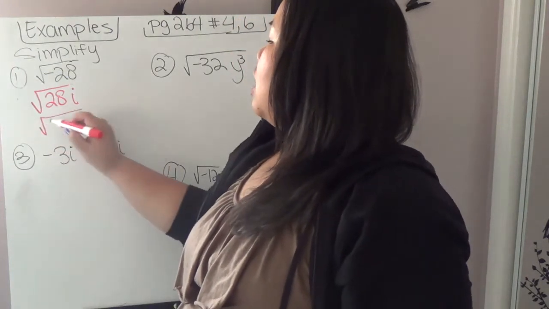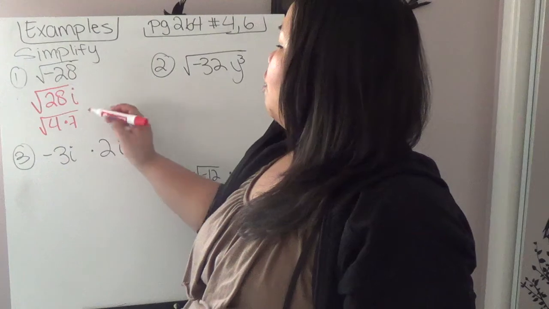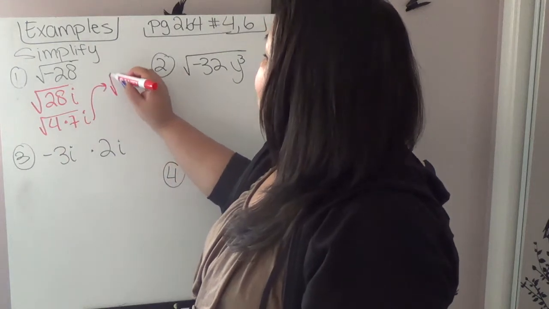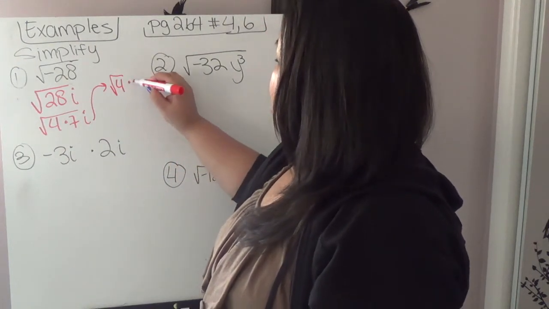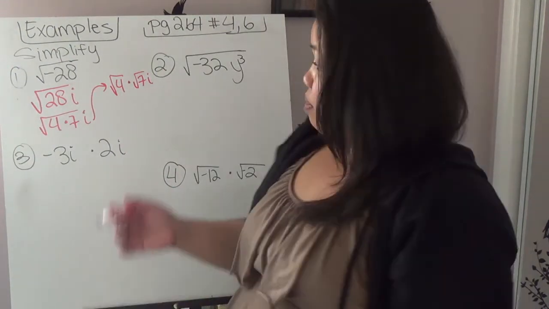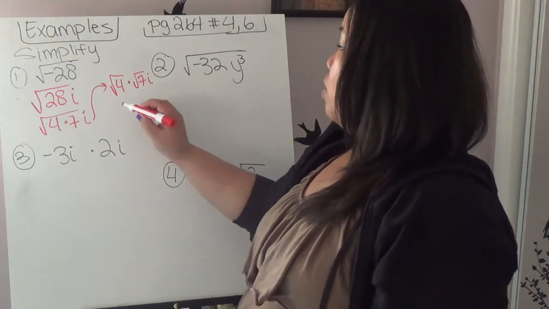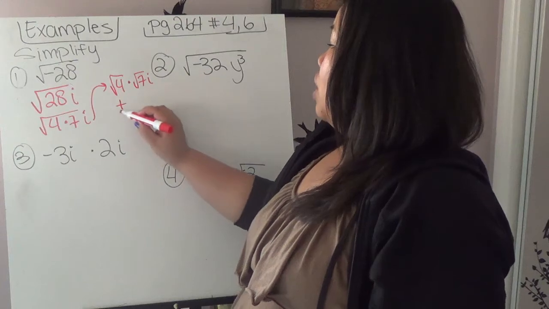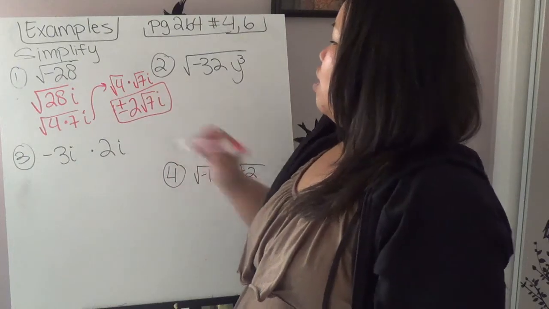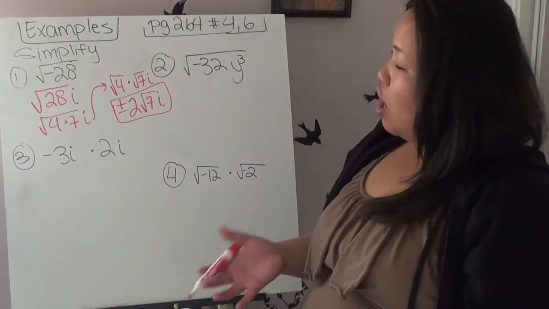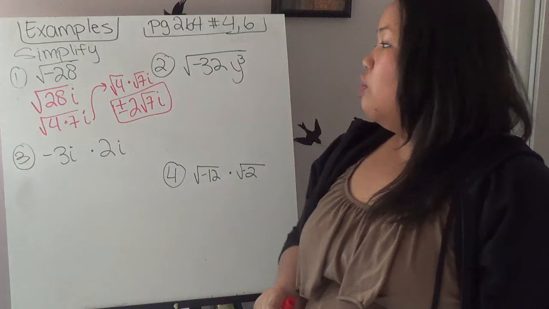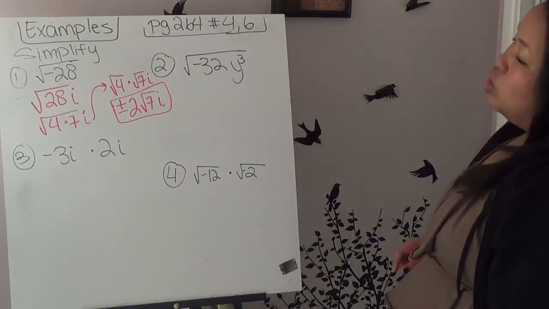28 is also the same thing as 4 times 7, if I factor it out. And the reason why I chose 4 times 7 is because then, according to the first rule, I can separate them: square root 4 times square root 7, times i. Well, square root 4 is a perfect square, so that means I can take it out and it not be a decimal. Square root 4 is the same thing as plus or minus 2, root 7 i. And that's my answer, because square root 7 cannot be square rooted anymore, and we have to keep the i, and plus or minus is there. So to simplify, square root of negative 28 is the same thing as saying plus or minus 2 square root 7 i.